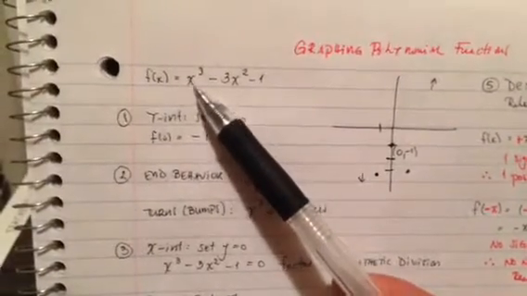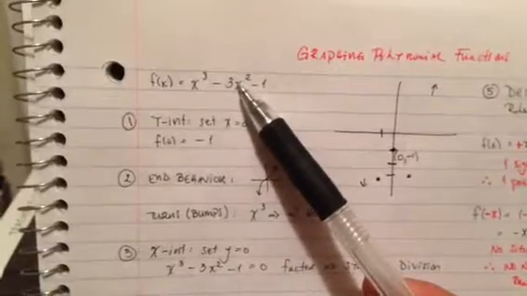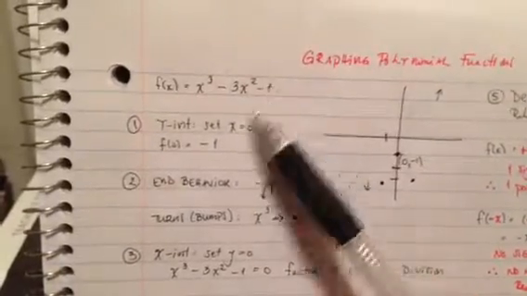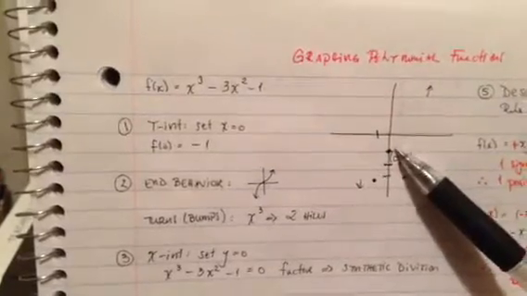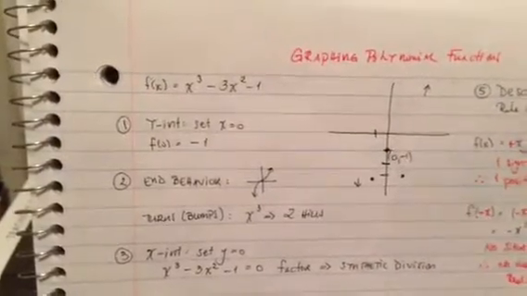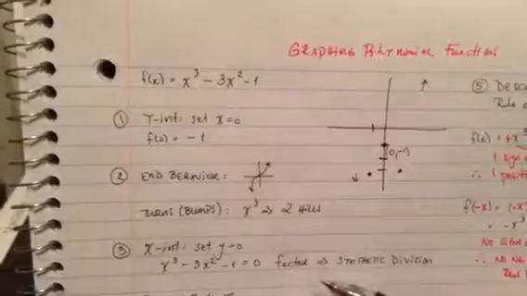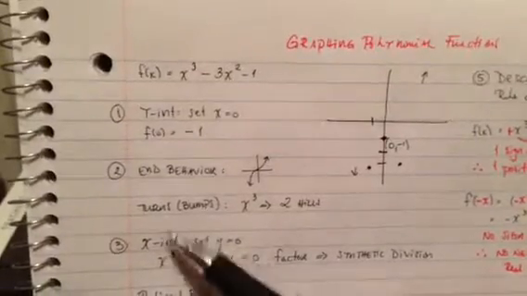Well, if you notice, if I plug in 0 here, and 0 here, I'm going to be left with negative 1. Therefore, my first point is right here. Okay? So that's one big key thing that I know about this polynomial.